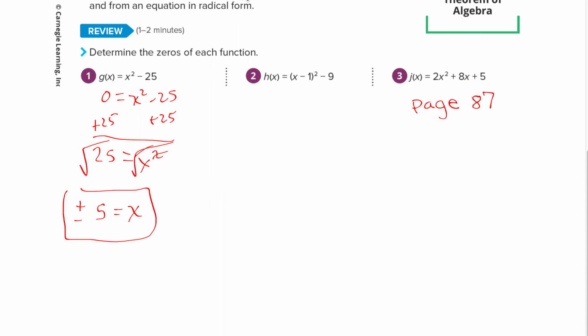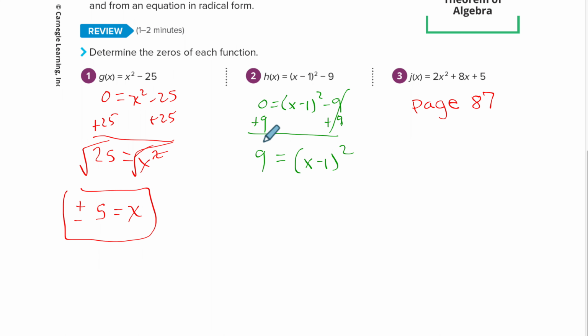All right, let's look at number 2. Number 2 is a little bit different. We have it in vertex form. So I'm still going to use square roots though, because that seems to be the easiest way to do it. So let's add 9 to each side. Oh, that's a 9. All right, there we go. So 9 equals (x minus 1) squared, right?